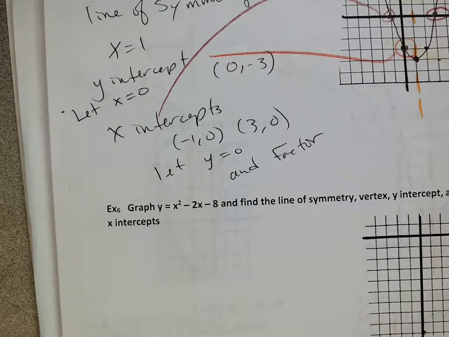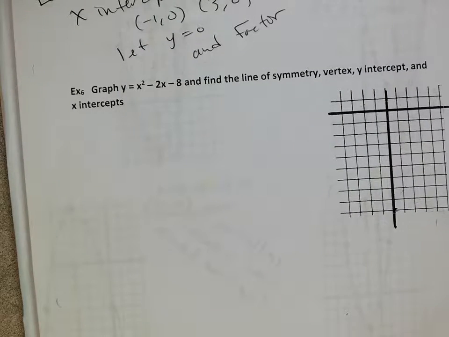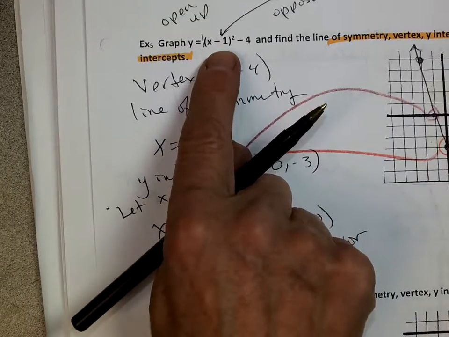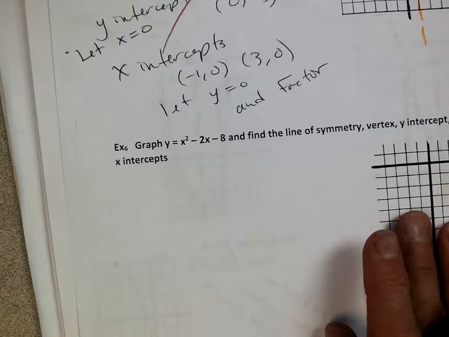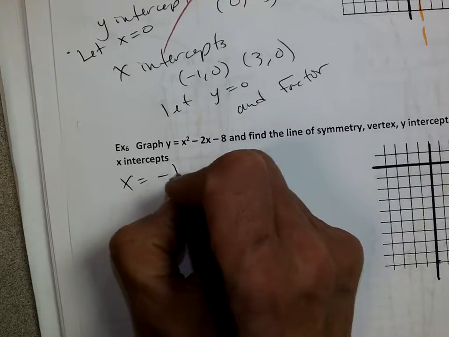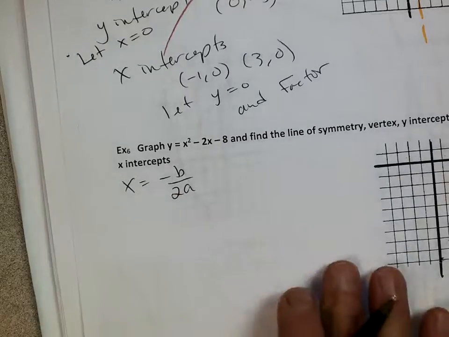Thumbs up so far. Now, here's what I don't like: example 6. The only thing we can get easily from example 6 is the y-intercept. That's it. It's in the other form, okay? See, I like vertex form because boom, you got the vertex right off the bat, right? If it's not in vertex form, then we're going to have to do x equals negative b over 2a.